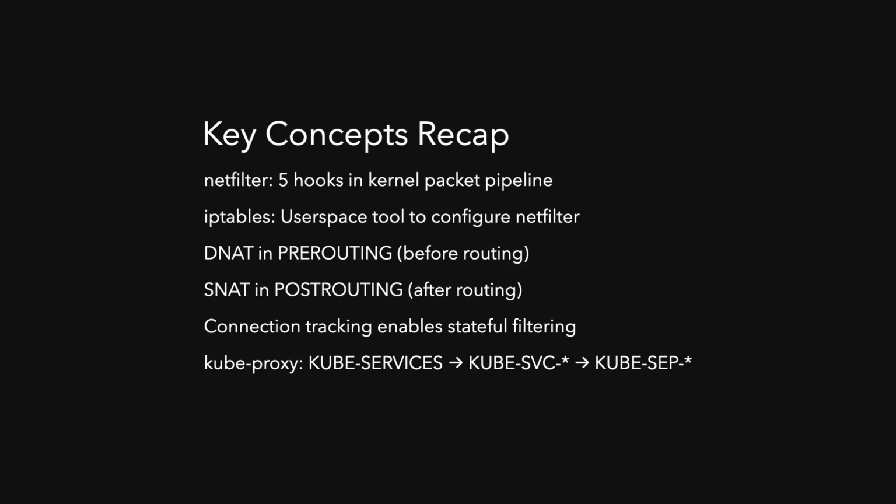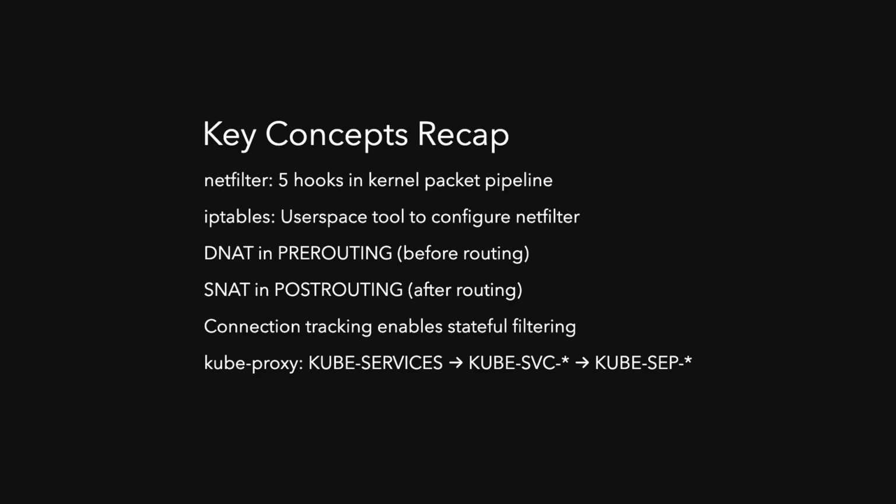So let's review what you now understand. First, the netfilter framework. It provides 5 hooks in the kernel's packet processing pipeline. They are PREROUTING, INPUT, FORWARD, OUTPUT, POSTROUTING. Every packet traverses these hooks. iptables is the user-space tool that configures rules at these hooks, organized into tables like filter, NAT, mangle, raw, and chains. DNAT happens in PREROUTING, before routing decisions, changing destination IPs.